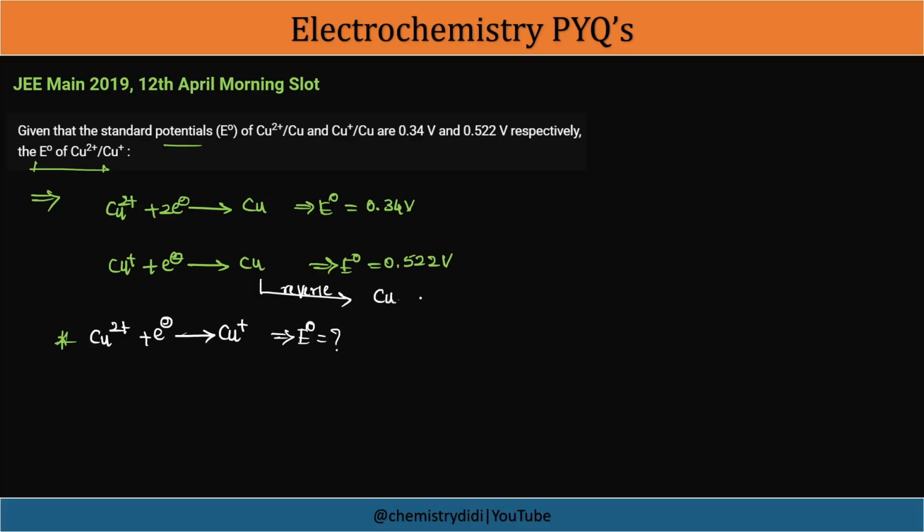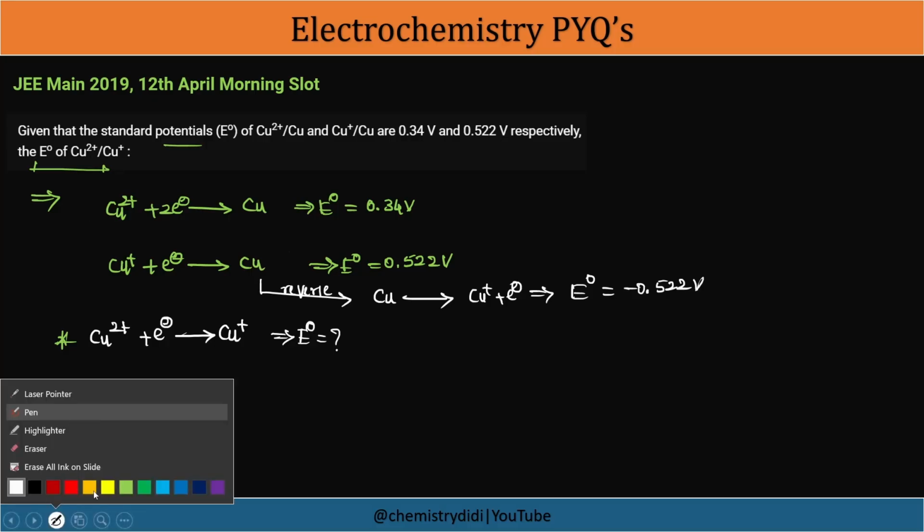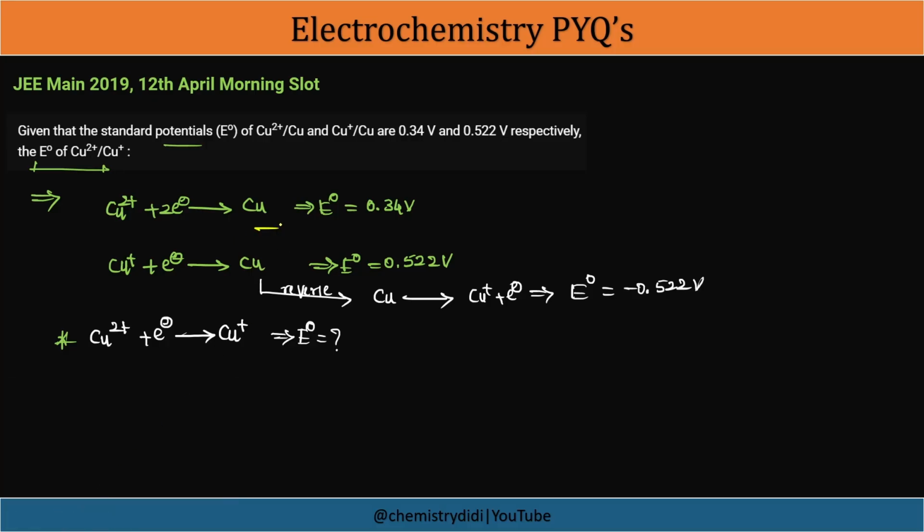Now copper is getting oxidized: copper gives Cu+ plus an electron. Now, what happens to the electrode potential? It just changes sign, it will become minus 0.522 volts. So now we can play around with these two equations. Mark this one as 1 and this one as 2. In order to get this particular equation, just add 1 plus 2.